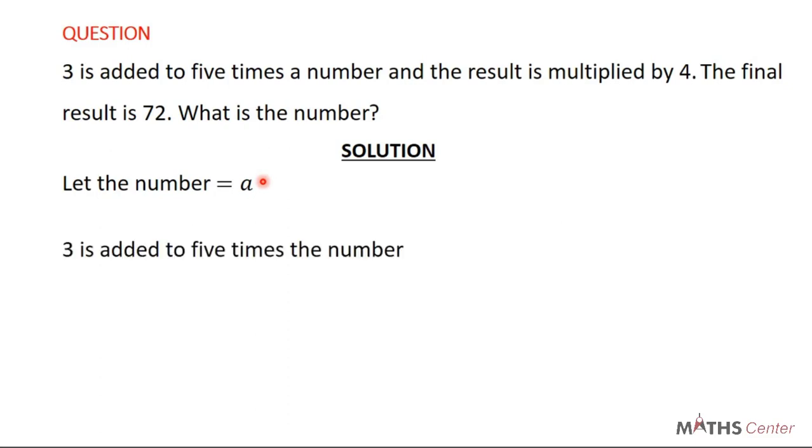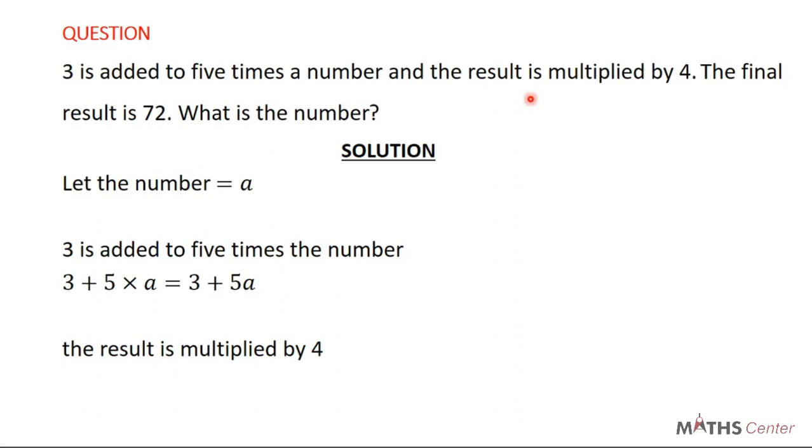3 is added to 5 times the number. What this means is that 3 is added to plus 5 times the number, which we now know to be a. So this is going to give us 3 plus 5 times a, which is 5a. Now let's continue. The result is multiplied by 4. When you add 3 to 5 times the number, we are getting 3 plus 5a. The next point says that the result is multiplied by 4. Which result? This result here is multiplied by 4.